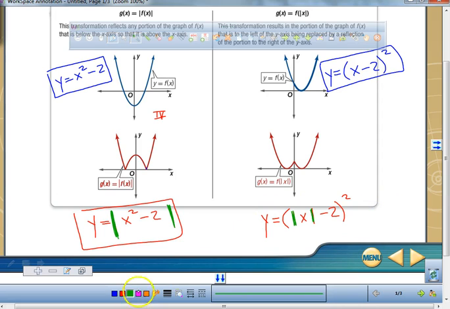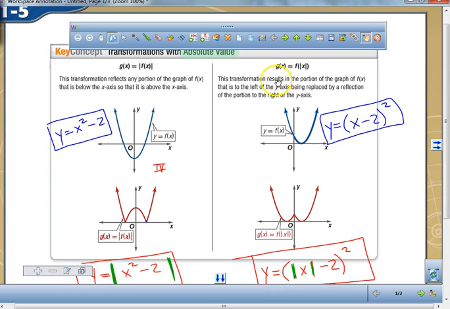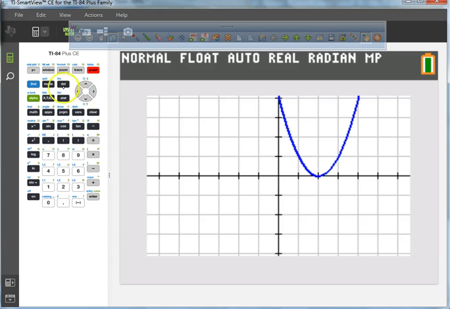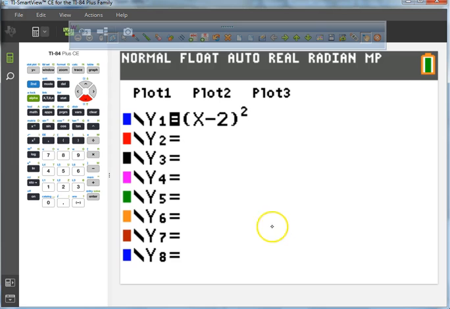Alright? So, now that you see that, let's go ahead and type this one in and see what happens. What it says is this. It says, this transformation results in the portion of the graph of this function that is to the left of the y-axis being replaced by the reflection of the portion to the right. What the heck does that mean? Well, let's do it, right? Hit y equals. Go down to y2, open up parentheses, and now inside of the parentheses, what are we going to put?